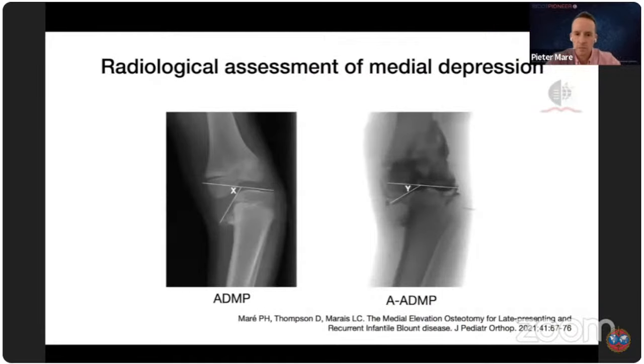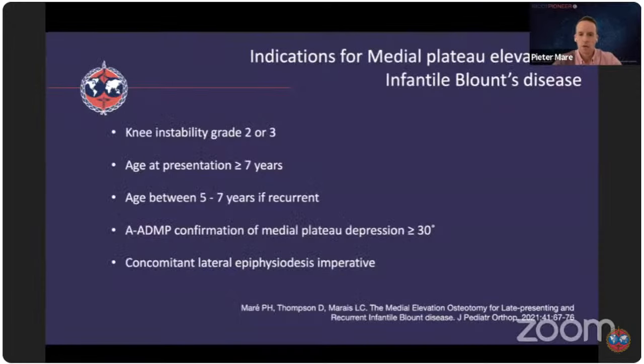Now, the radiological assessment of the medial depression, one has to be careful not to overestimate it because the medial proximal tibia is predominantly cartilaginous, especially in Blount disease. So we always do an arthrogram, and you can see the image on the right. That abbreviation stands for arthrogram angle of depression of the medial plateau, and we do that before we do an elevation. So what are our indications for medial plateau elevation?